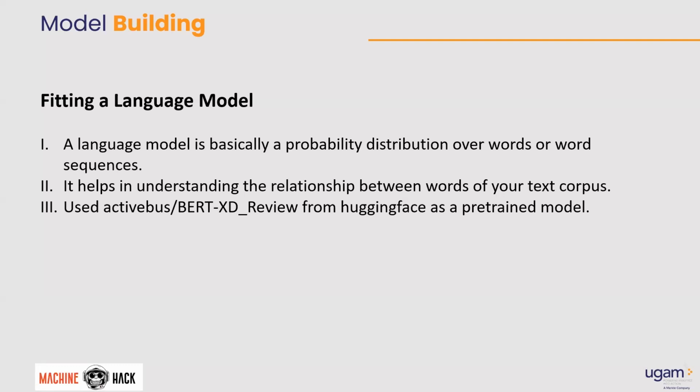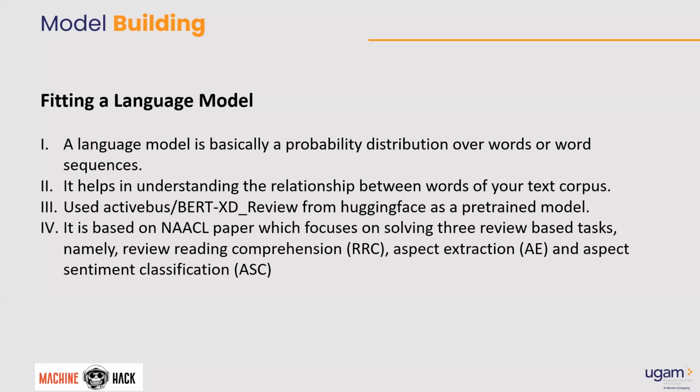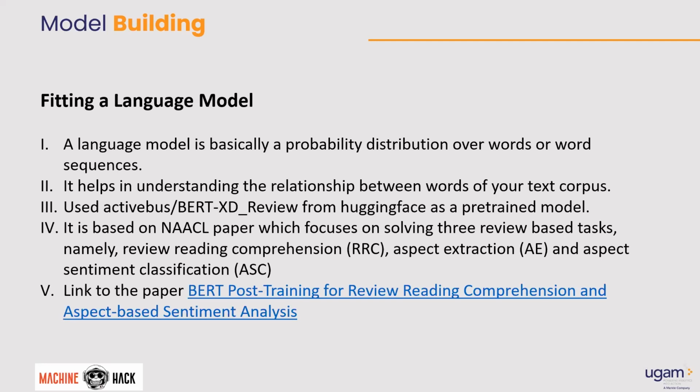Now, why did I choose this? It is based on a paper which focuses on solving 3 review-based tasks: review reading comprehension, aspect extraction, and aspect sentiment classification. This is more from the e-commerce domain, and it's a generalizable solution for any review. So that is the reason I used this as a pre-train. It is equivalent to using my algebra and geometry knowledge as a pre-trained base, and training myself to understand real analysis. Similarly, I made my model understand the relationship between the words in the reviews. So this is the link to the paper. Very good paper. You can have a look.